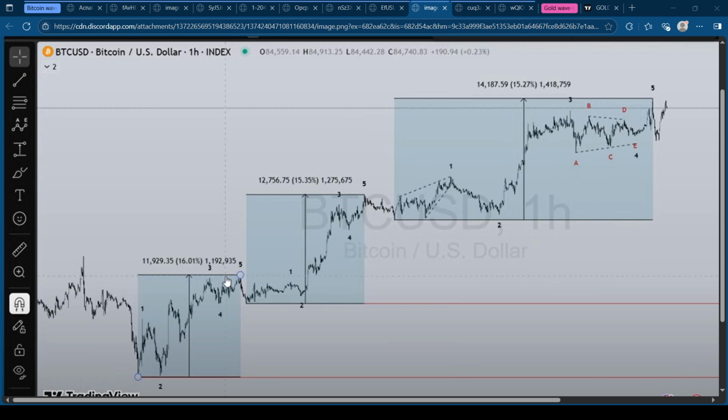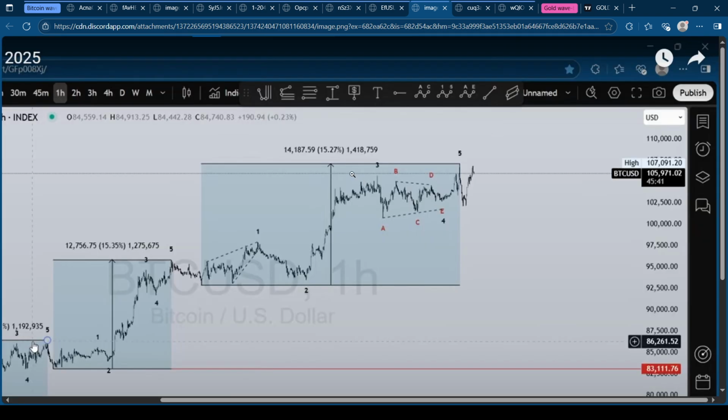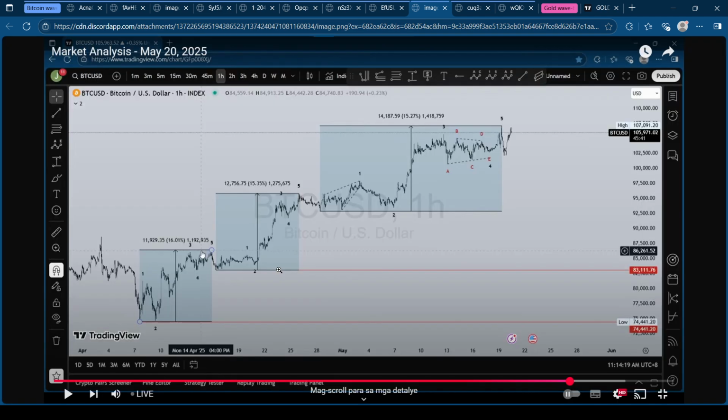The first cardinal rule of Elliott wave theory is that wave 3 should not be the shortest. As you can see here, the possible wave 3 is 15.35%, the possible wave 1 is 16.01%, and wave 5 is 15.27%. Therefore, if I count this as waves 0, 1, 2, 3, 4, and 5, it will violate the very first cardinal rule of Elliott wave theory.